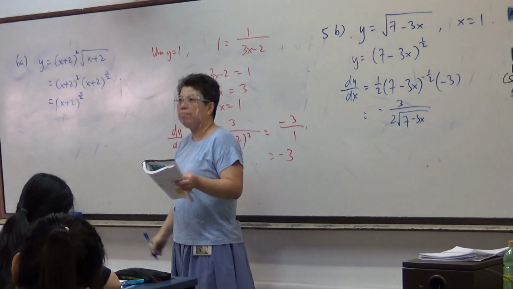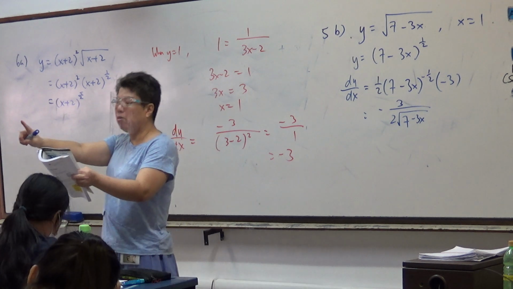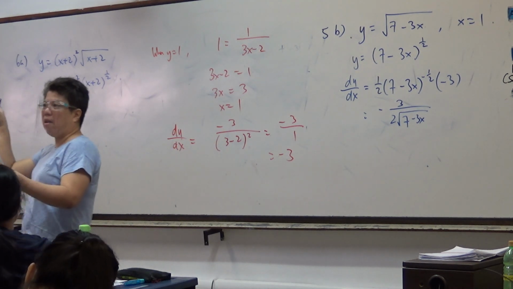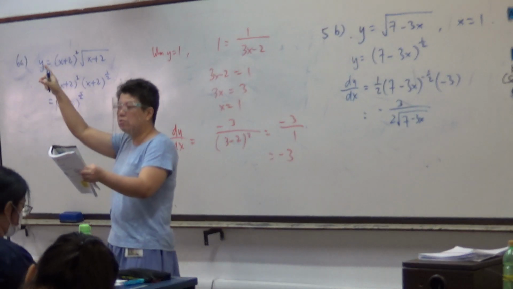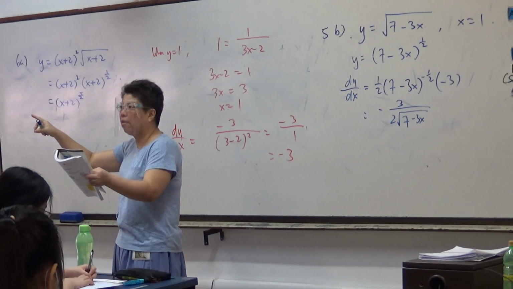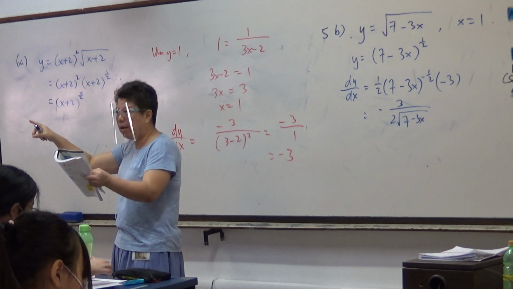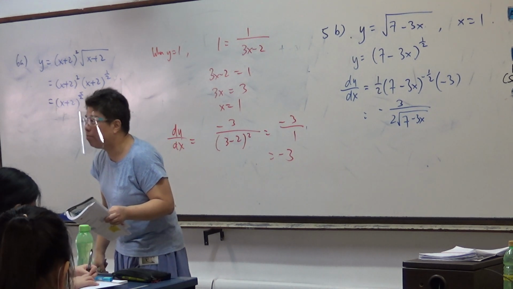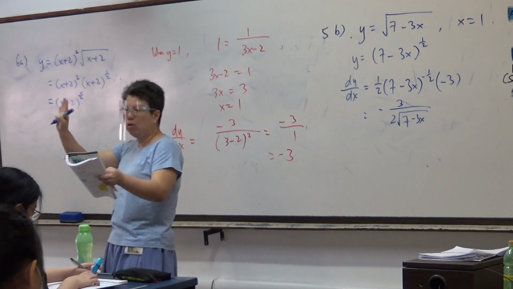Everybody okay? Now, can you look at part B? Can you see inside the bracket is 2 minus 3x squared? On top is 2, right? Below is what? Half. Correct now. So you use your indices to do it. Everybody clear? Okay, I don't want to talk about number 7 first.